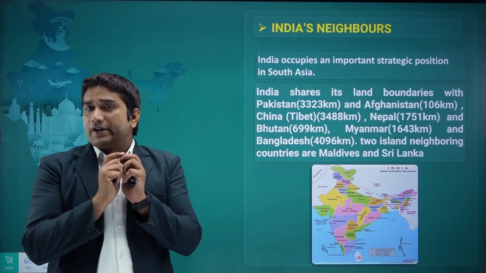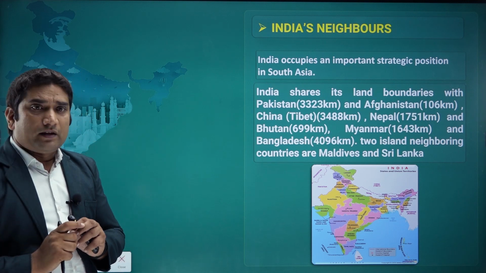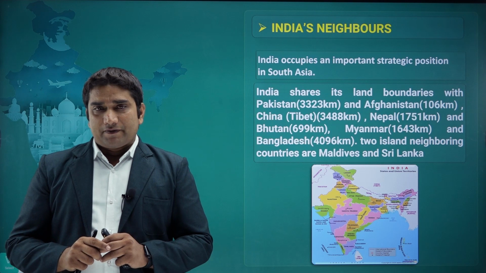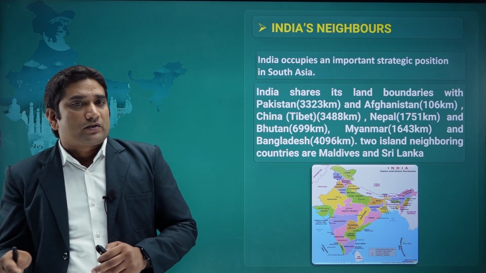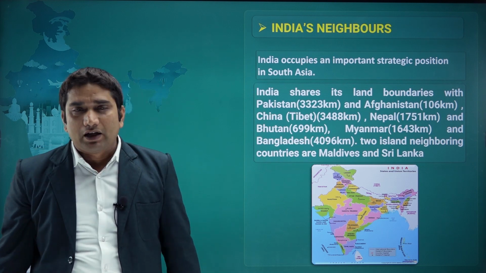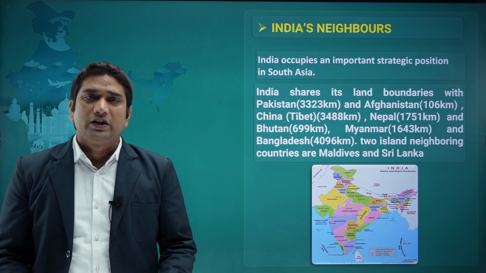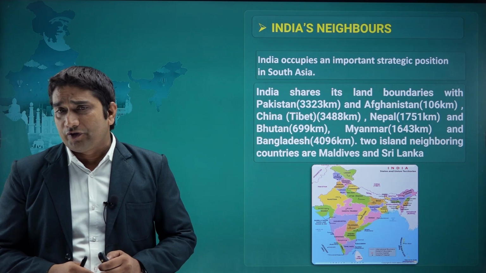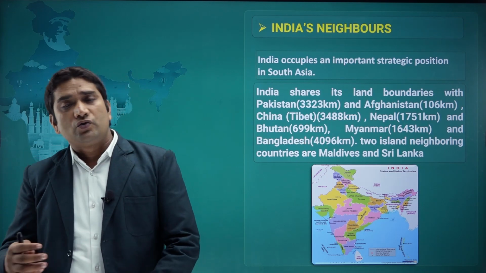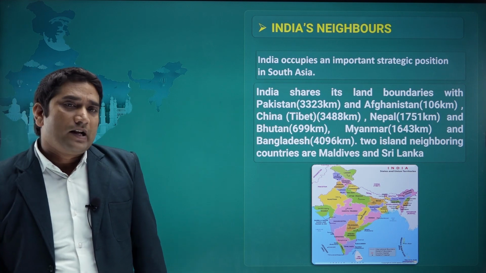And two island countries we are having of India, that is, neighbor countries Sri Lanka and Maldives. In the southeastern side we are having Sri Lanka, and in the southwestern side we are having Maldives near Lakshadweep. So these are two island neighbor countries of India. So we have 7 landlocked neighbors of India, and 2 island neighbor countries of India.